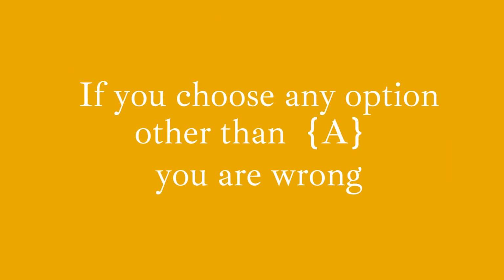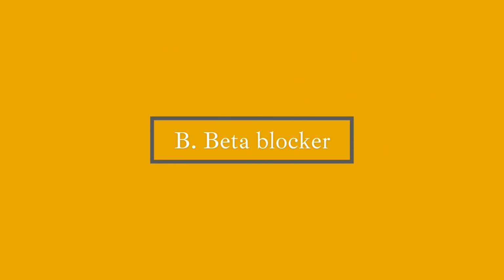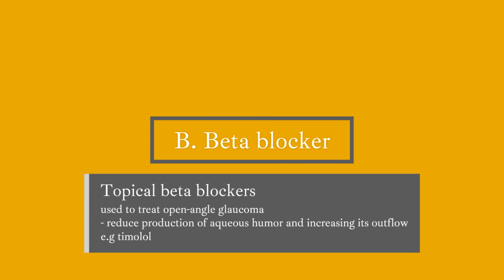If you choose any option other than A, you are wrong. Let's briefly discuss the other options. Choice B cannot be the answer because topical beta blockers, such as timolol, are used to treat open-angle glaucoma. They work by both reducing the production of aqueous humor and increasing its outflow from the trabecular network.